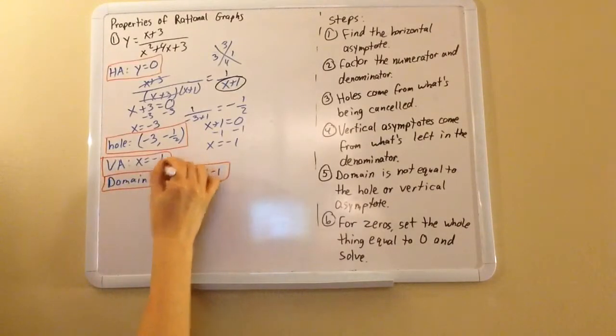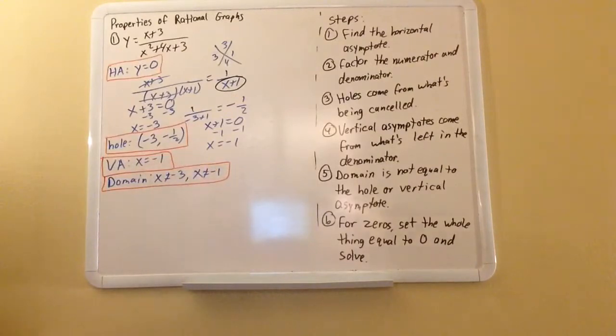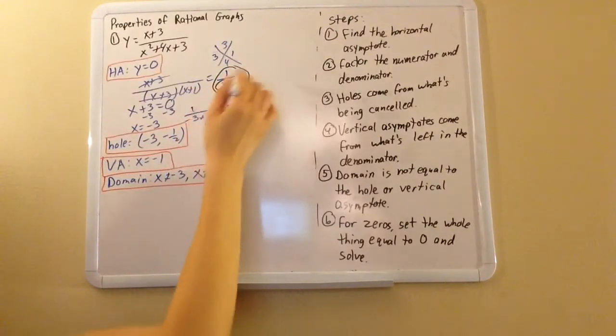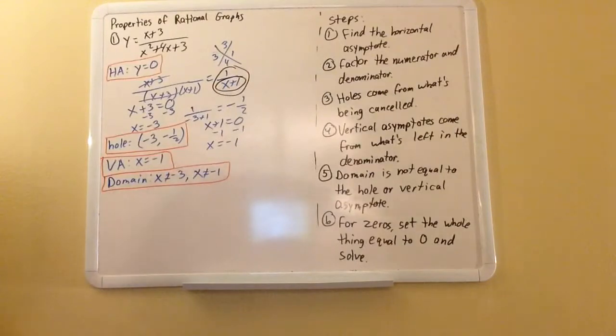And we are on to our last part, which is zeros. So to find the zeros, I set the whole thing equal to 0. Let me clarify that here. When I say the whole thing, I mean this simplified fraction here. So I'm setting this simplified fraction equal to 0. And so I'm going to do that right over here.